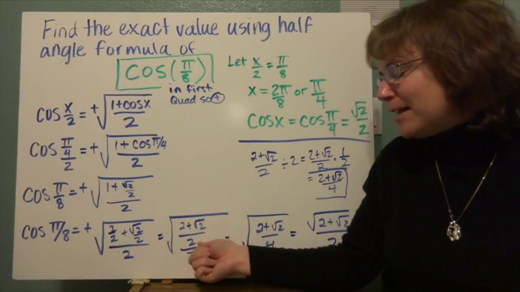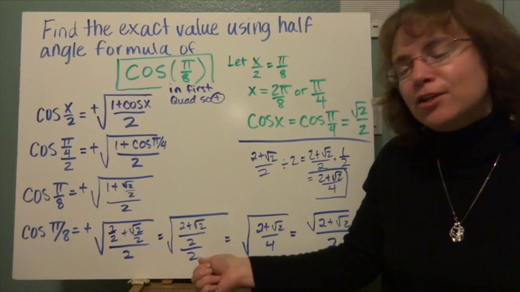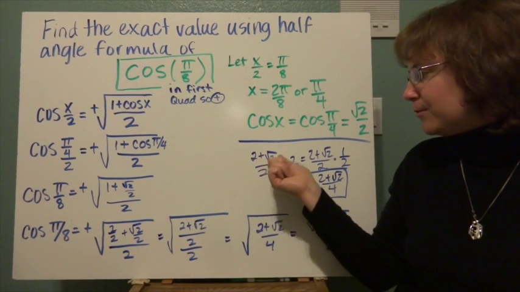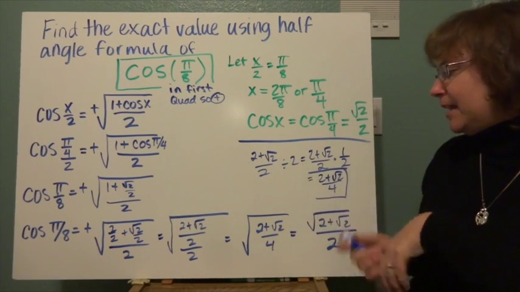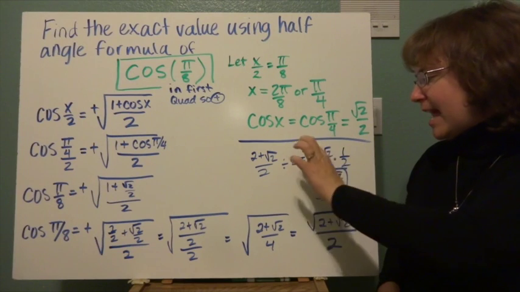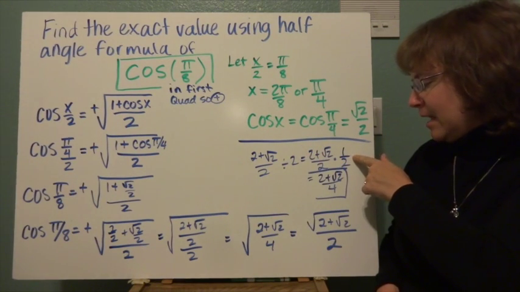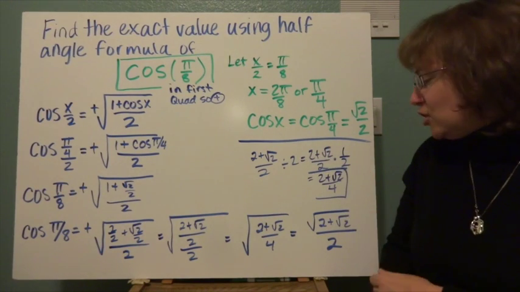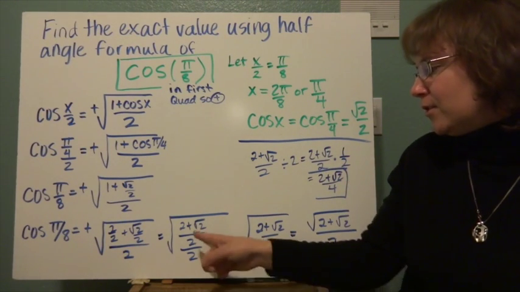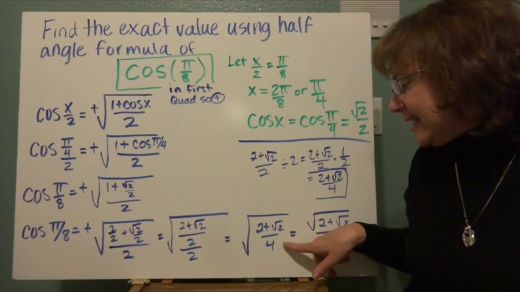So this is 2 plus rad 2 over 2 divided by 2. So I did that over here, 2 plus rad 2 over 2 divided by 2, which is the same thing as this times 1/2. So flip the fraction and multiply. And when I multiply, I get a 4 in the denominator and just 2 plus rad 2 in the numerator. So this simplifies over here to this.